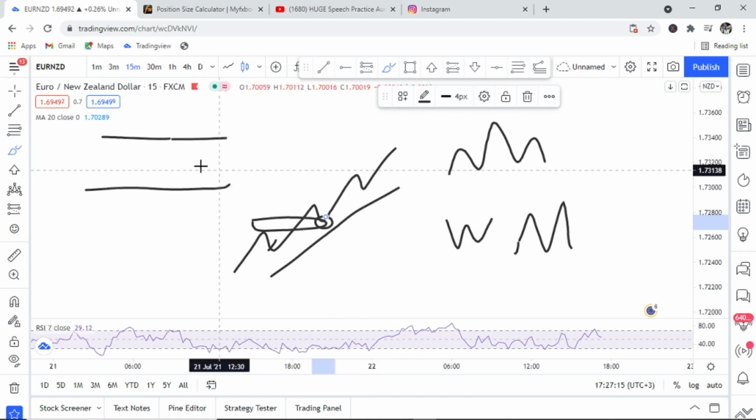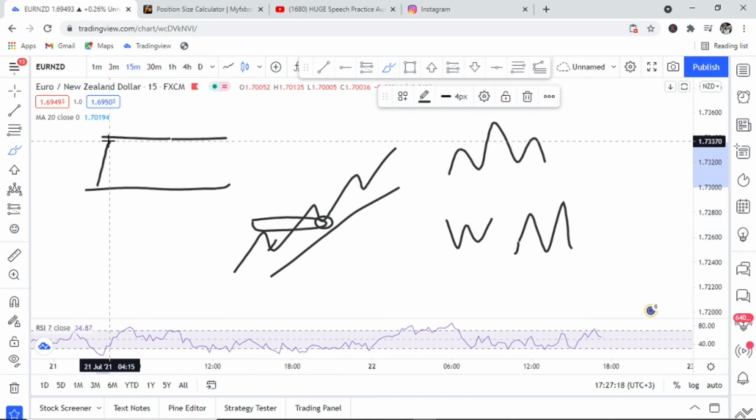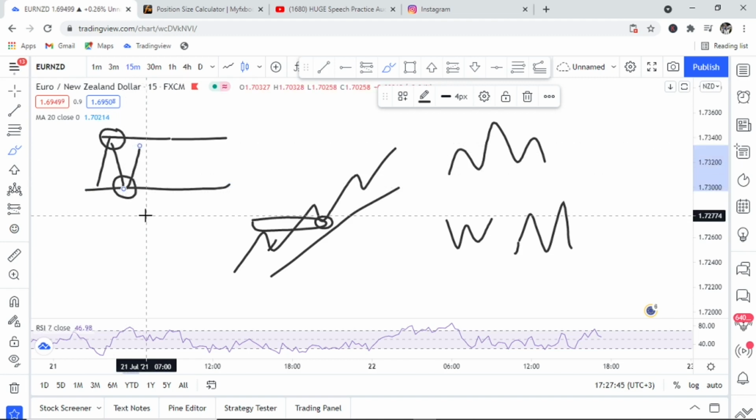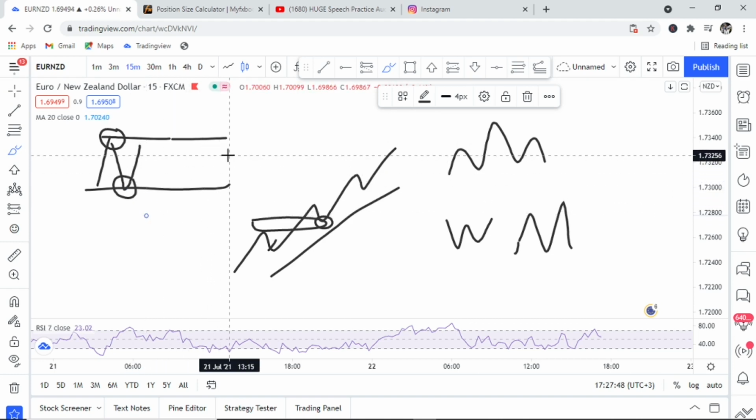When you're looking for your selling opportunities, let's say price comes to the resistance area, only take those opportunities when the RSI is overbought, because when it's overbought, there is a high chance that it may drop back down. The same applies when you're looking for buys. Only look for buys when price is oversold, because that is the time when price is likely to shoot back up. So that is how you use the RSI.